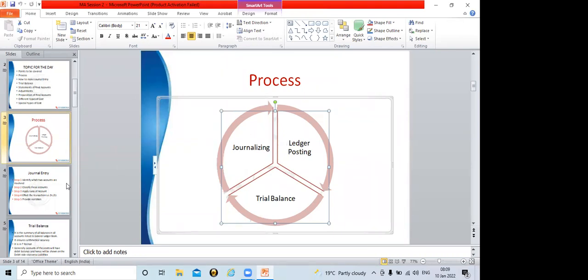Now, journal entry, remember the steps. I will show you the steps. You can take a screenshot of that step, a screenshot of this process.